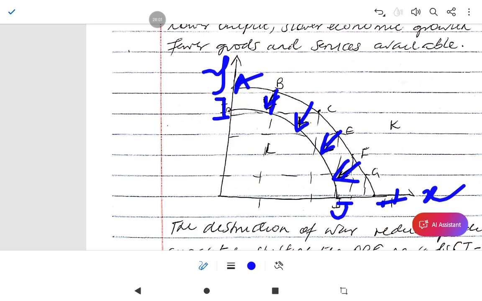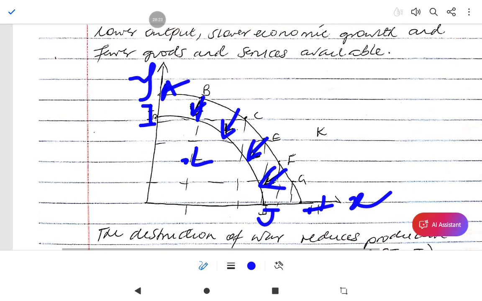And then you also see that immediately after the earthquake, maybe some resources may be idle or they may be misallocated. And this can cause the economy to operate at an inefficient point. So you need to indicate that inefficient point inside the PPF. And it is what is marked L over here in my diagram. So that's how you would answer this question.